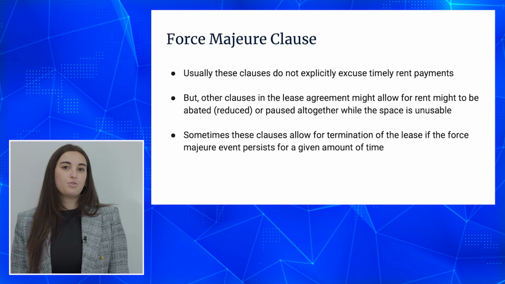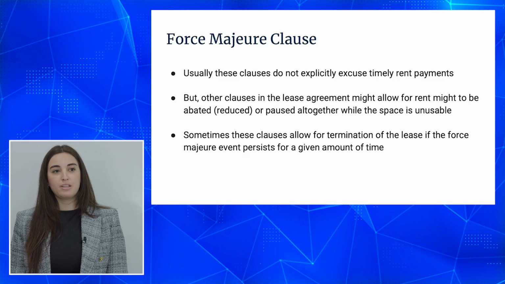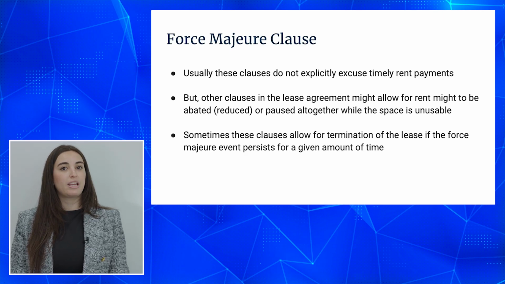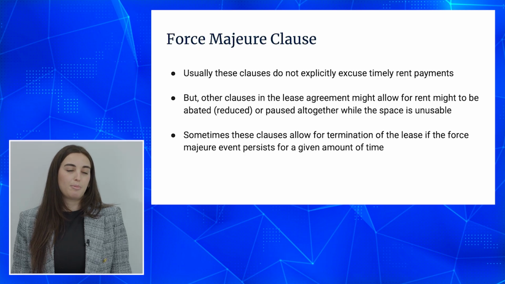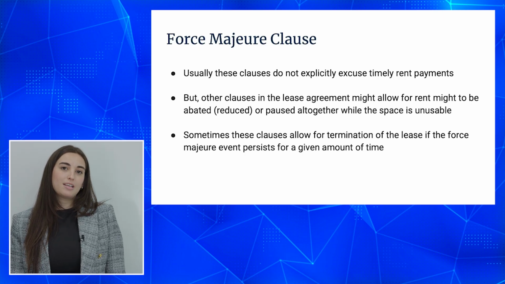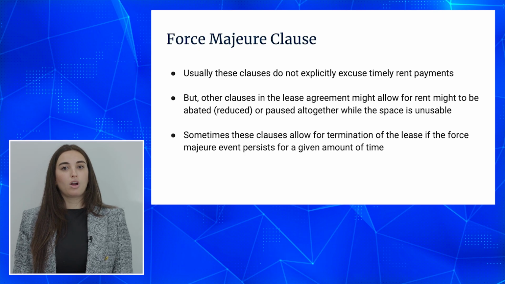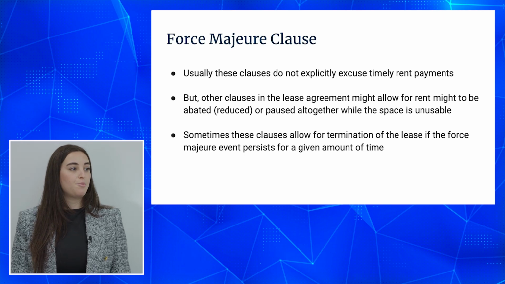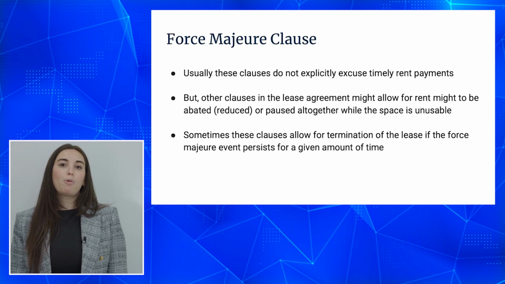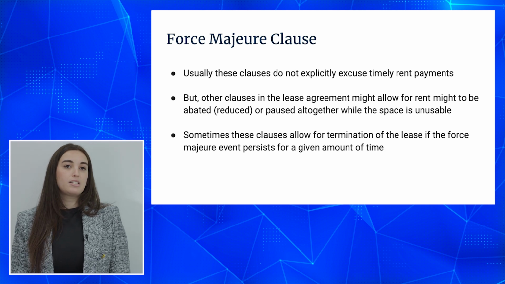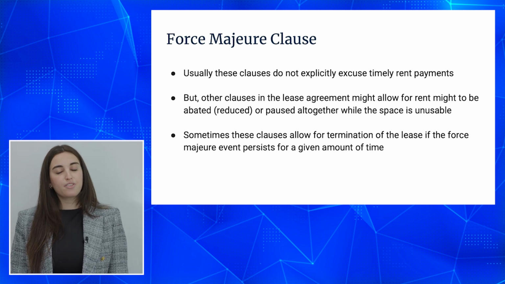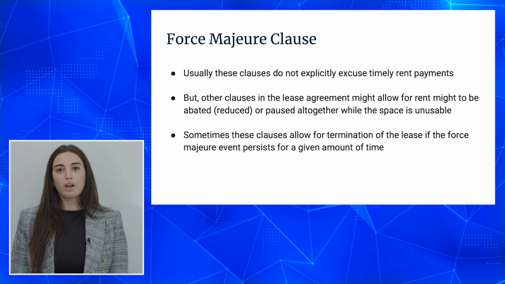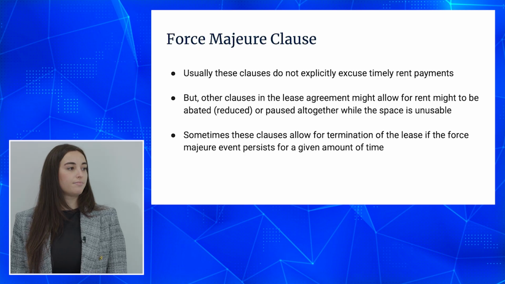Additionally, these clauses usually do not excuse timely rent payments, even though they might excuse other obligations, such as maintenance obligations. But other clauses in the lease might allow for other remedies, such as for rent to be abated, which means reduced, or paused altogether while the space is unusable. Sometimes these clauses do allow for termination if the force majeure event persists for a set period of time.